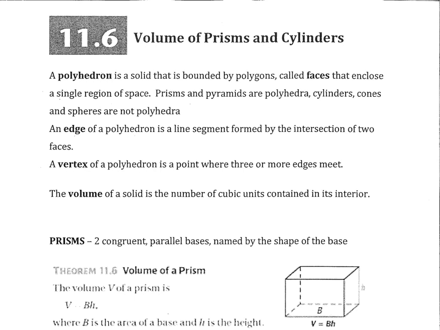Okay, volume of prisms and cylinders. First we must define a few things. First being what a polyhedron is. It's a solid that is bounded by polygons.